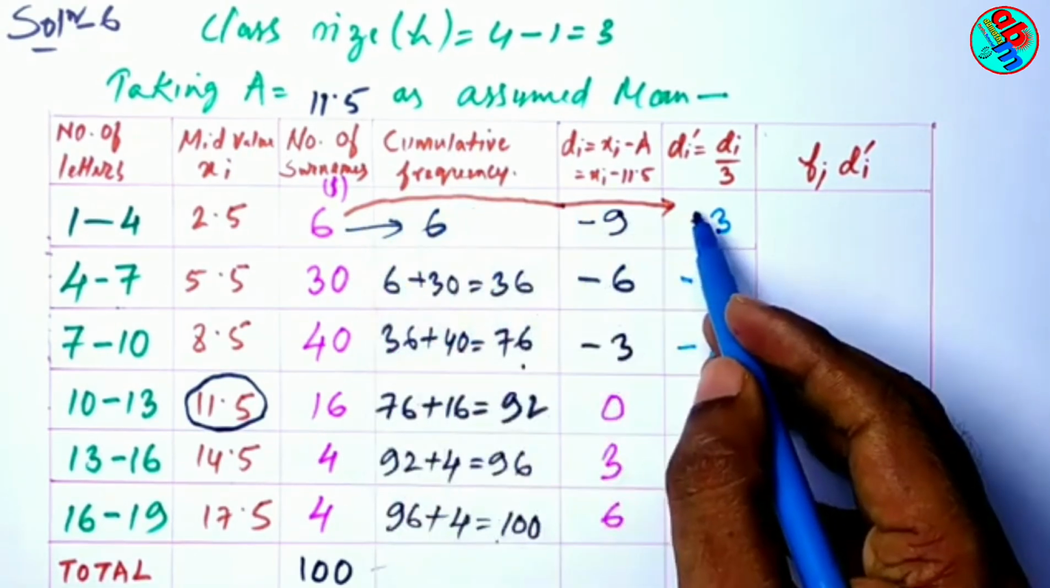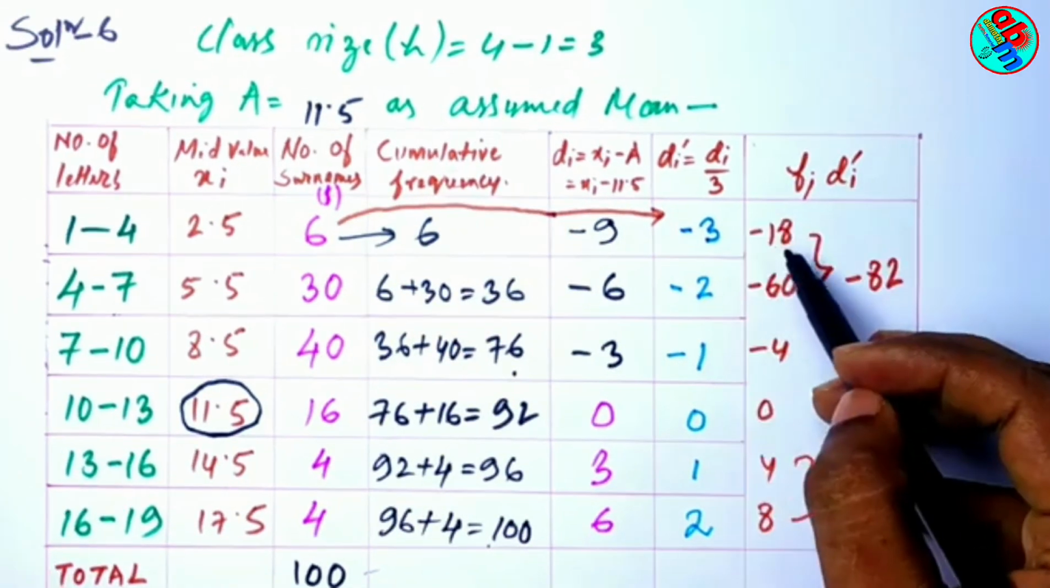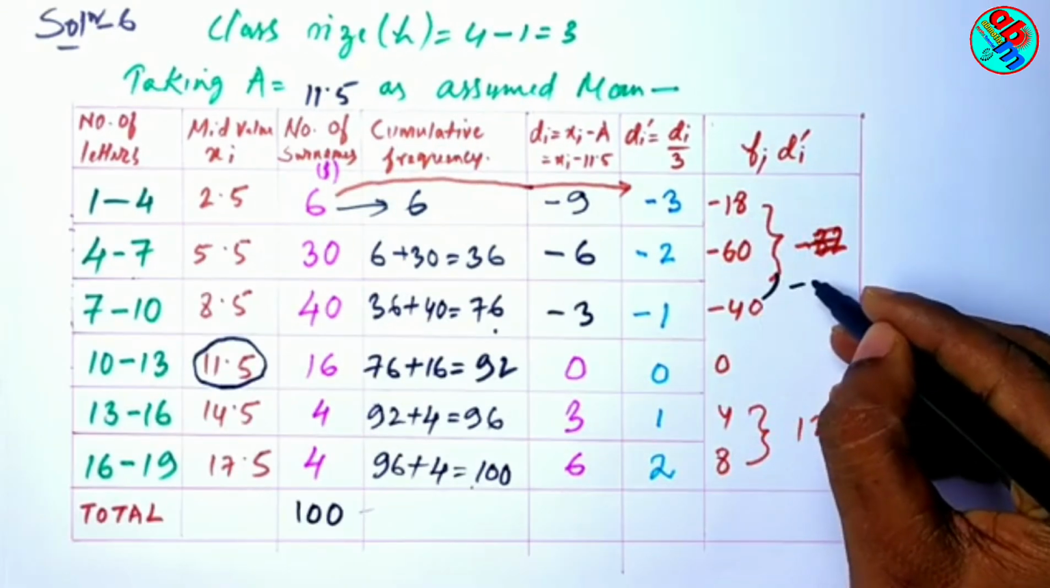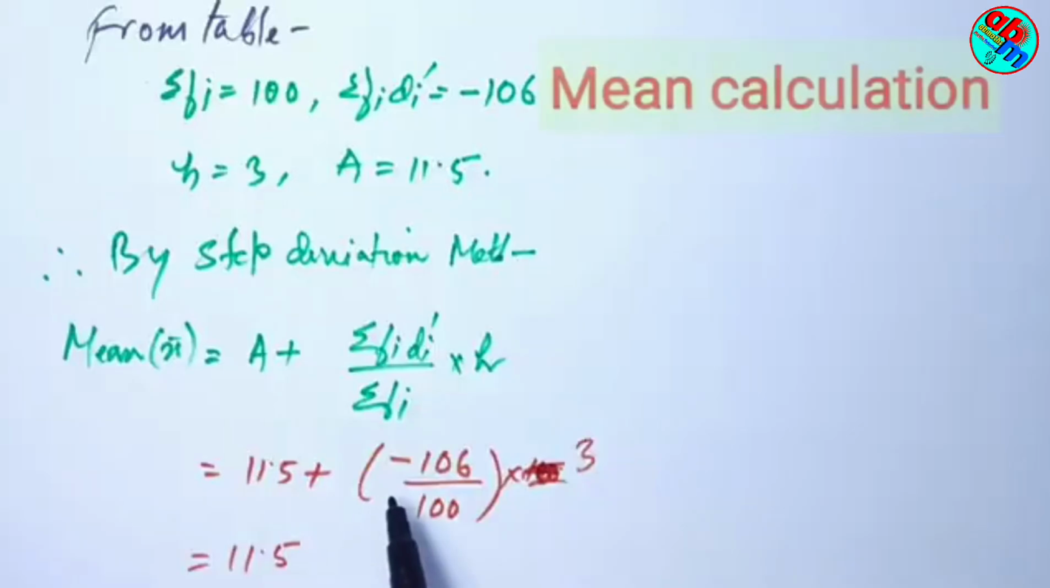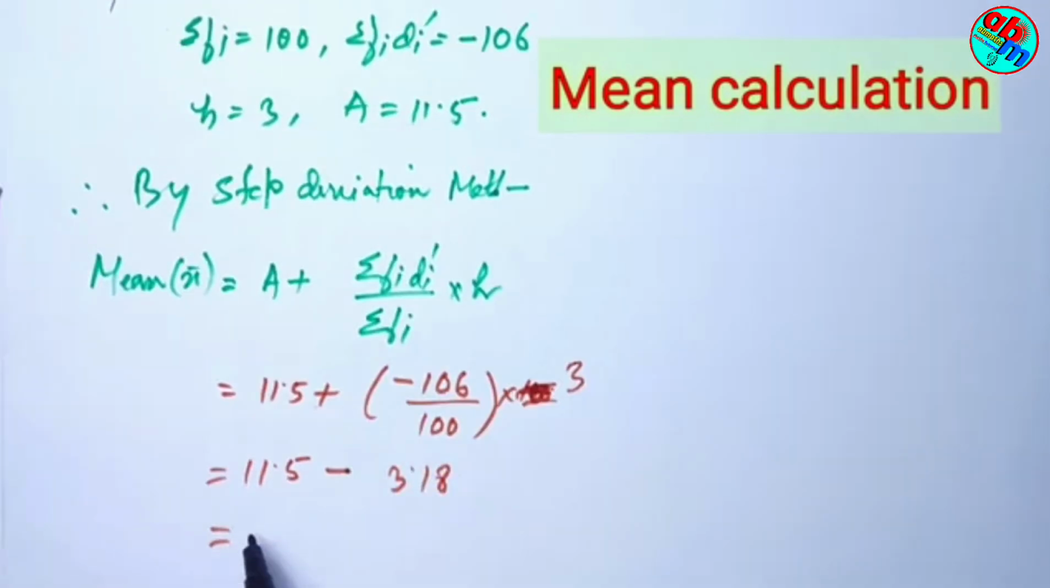Now let us multiply f and di dash. Minus 6 into minus 3 is minus 18. So the total is minus 118. Summation fi di dash is minus 106. Plus into minus is minus. So if we divide, we get 3.18. After subtracting it, we get 8.32, which is our mean.